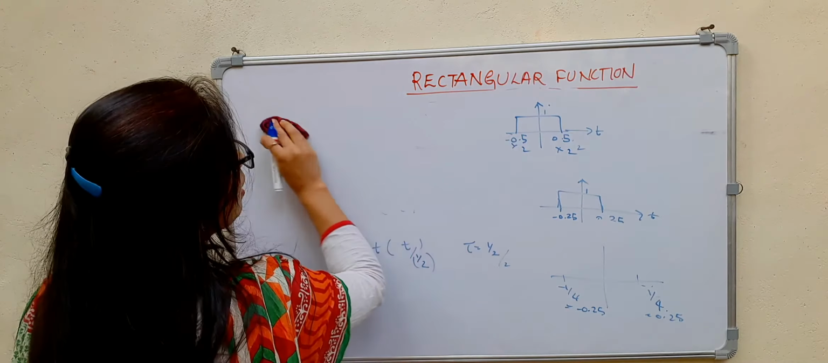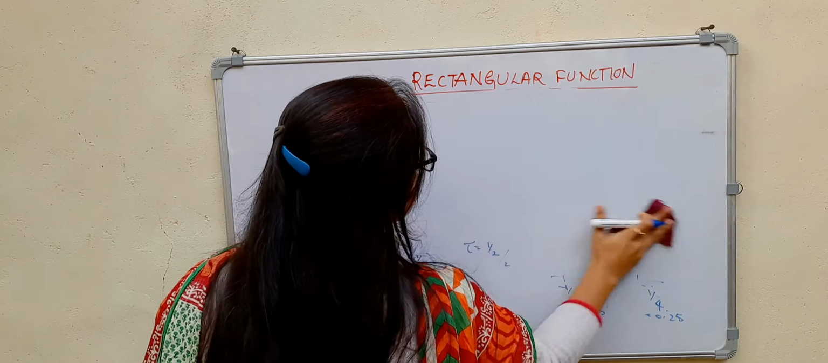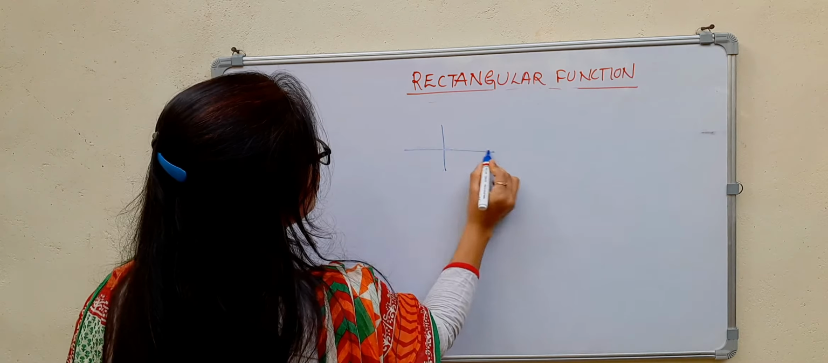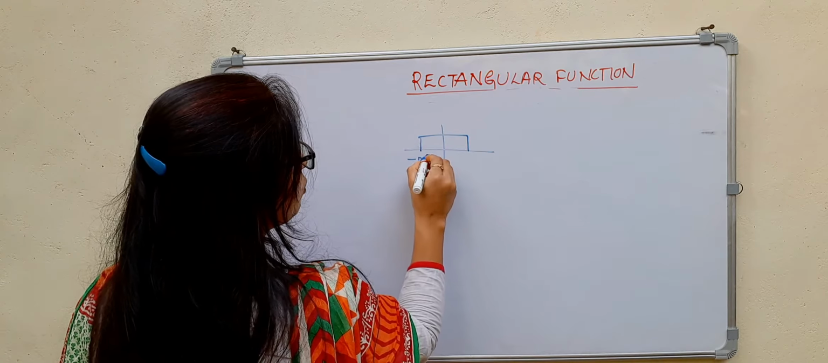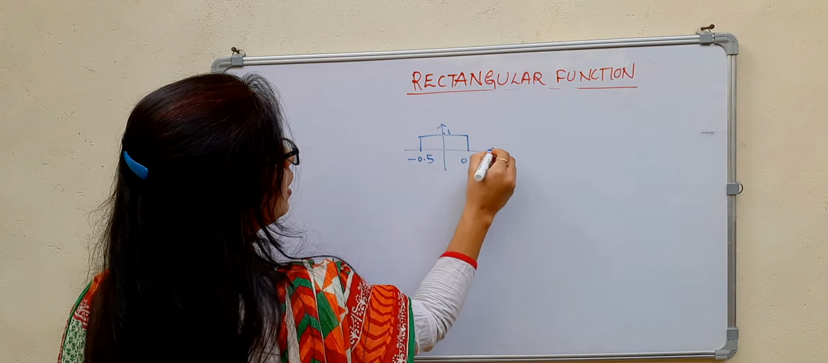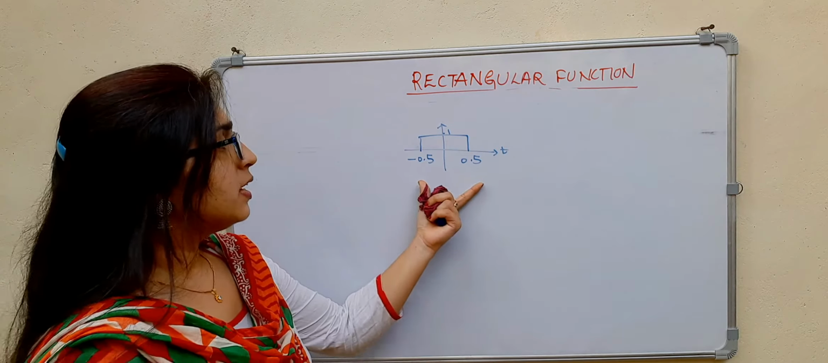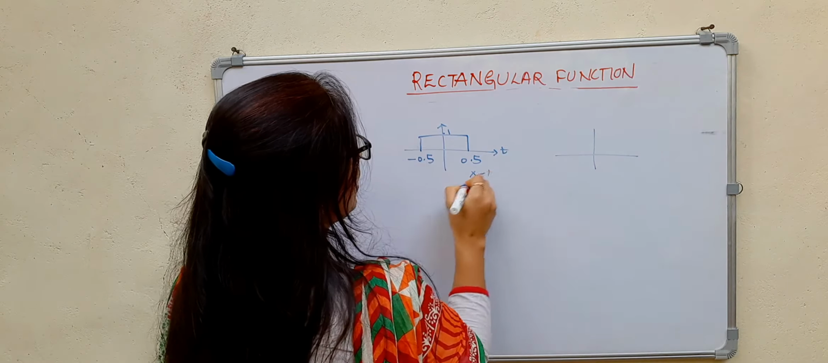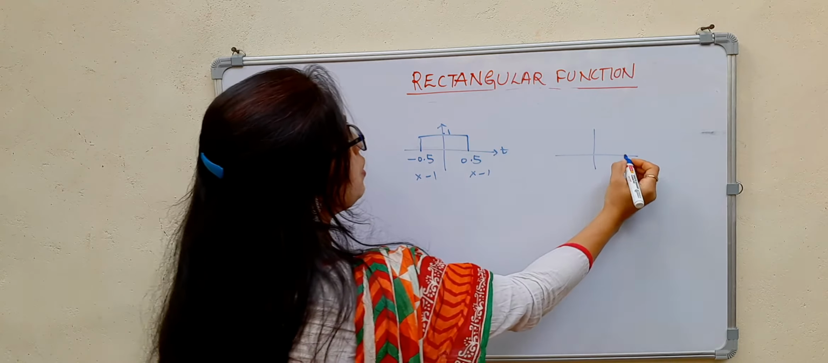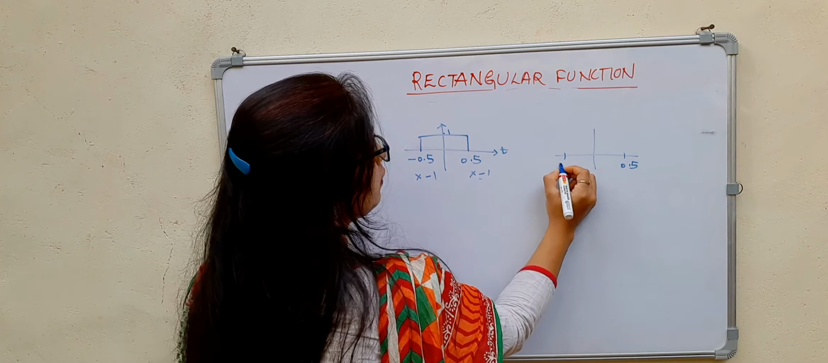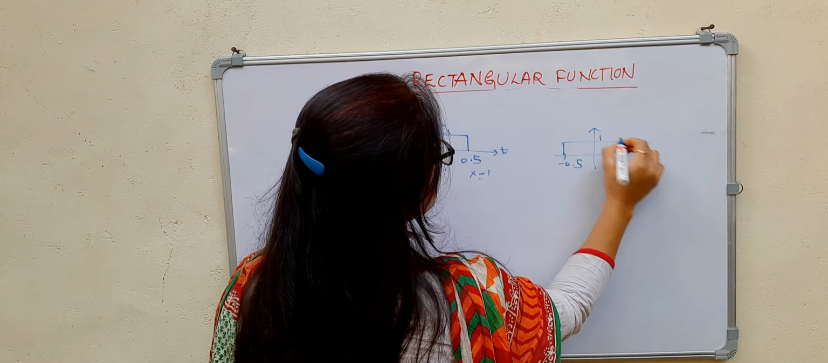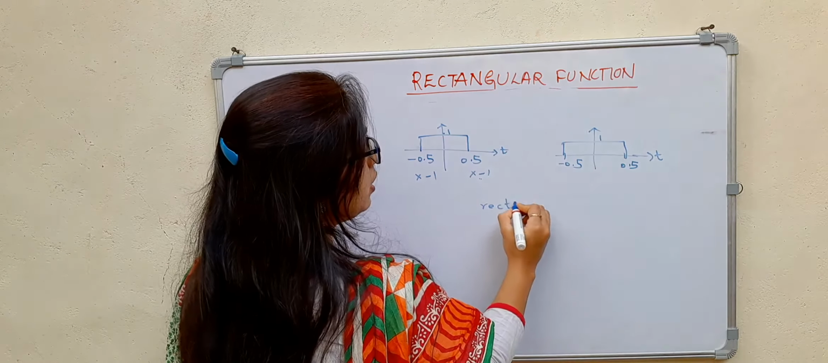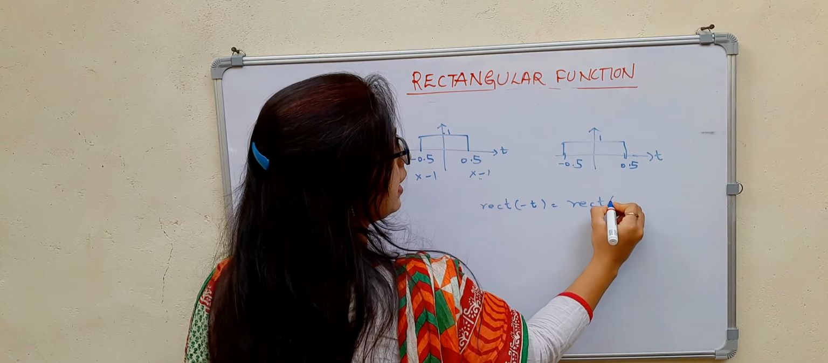Next, time reversal. See, when I consider this unit rectangular function, minus 0.5, 0.5, the height is 1. What happens if I do the time reversal? Time reversal means t into minus 1. So whatever the value is here, it comes to 0.5. Here it will come at 0.5. So is there any change in your signal? No. So rectangular of minus t can be written as rectangular of t.